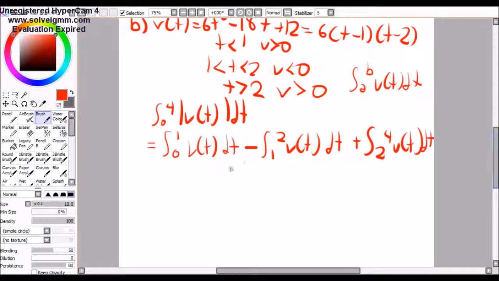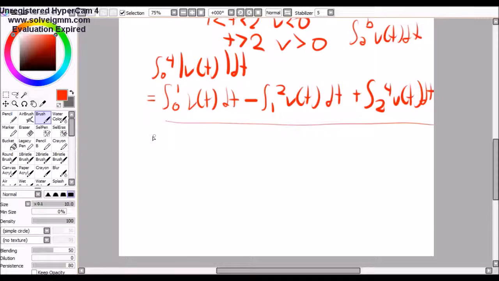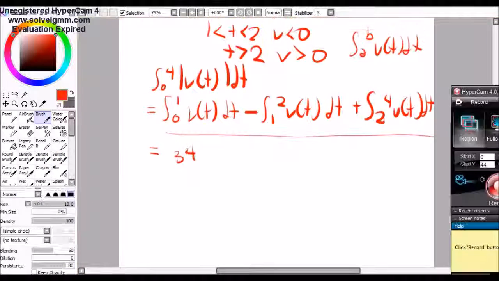And so yeah, that's basically how you break it into small chunks. So this right here would actually represent the distance it traveled. And then once again, we take the antiderivative of everything, and then we plug in all these values to solve it, and we should get 34.